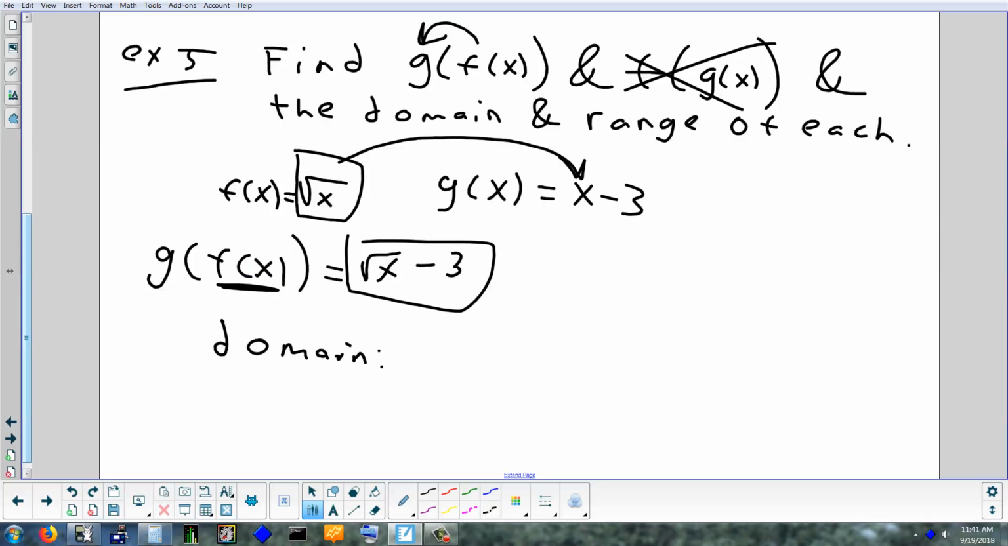It's 0 and up, right? 0 and up. So it's actually the same restriction twice. You can't use negatives here. You can't use negatives here. So you stick to 0 and up with the inside function, 0 and up with the final answer. So the domain is 0 and up. Okay, let's look at the range.